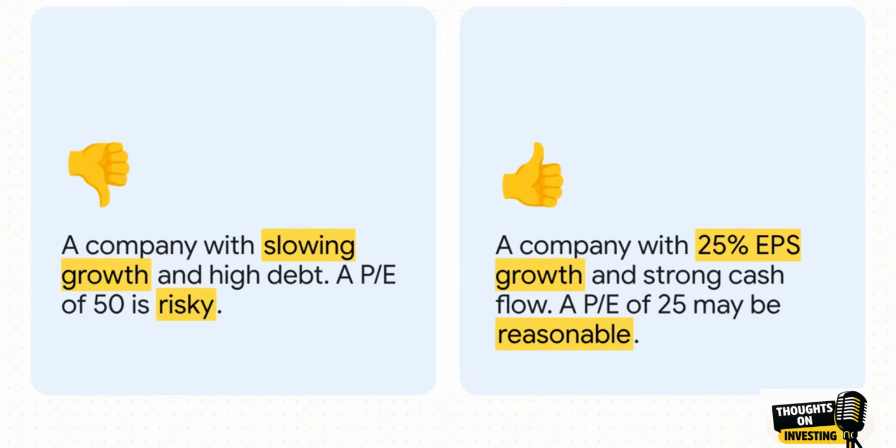Let's just imagine two companies for a second. Both have a PE of 25. Company A has slowing growth and a ton of debt. Yikes, that 25 PE looks pretty risky. But Company B is growing like a weed, with great cash flow and a strong balance sheet. All of a sudden, that very same PE of 25 looks a whole lot more attractive. You have to look at the whole picture.